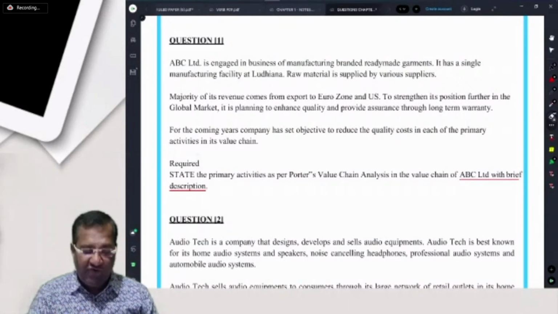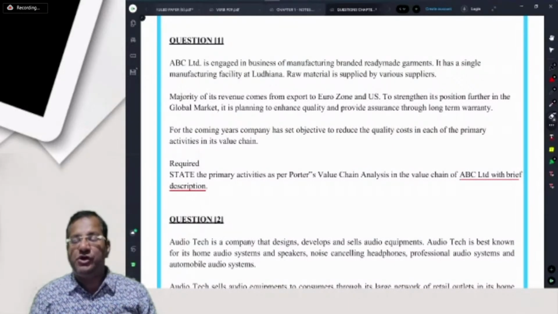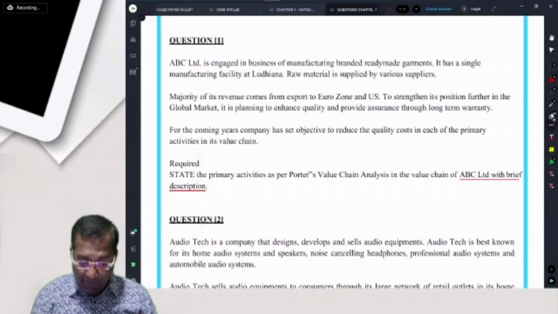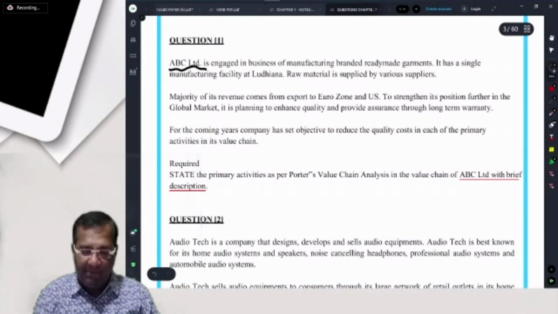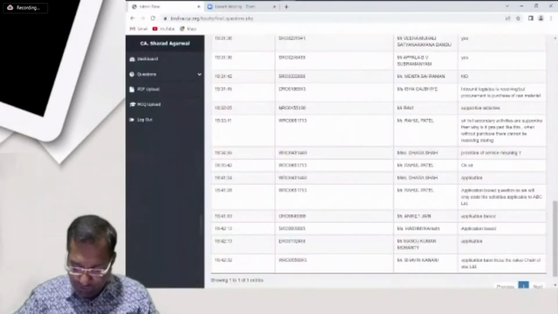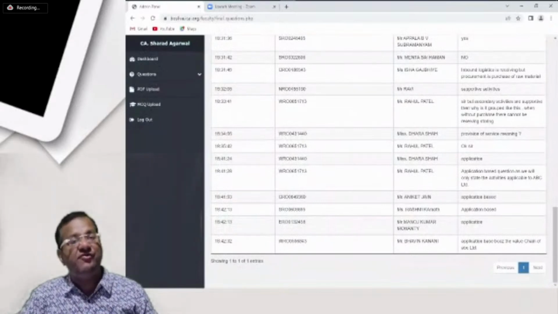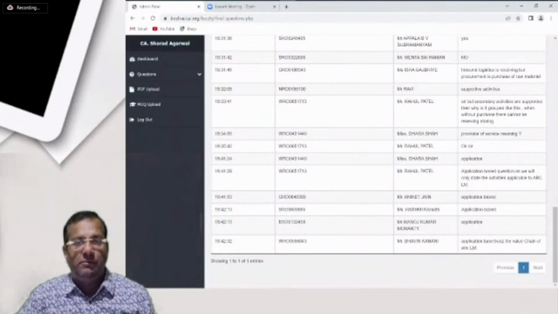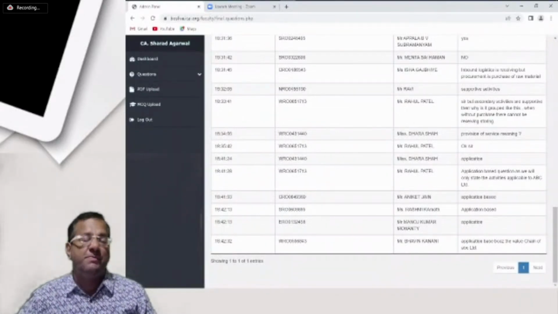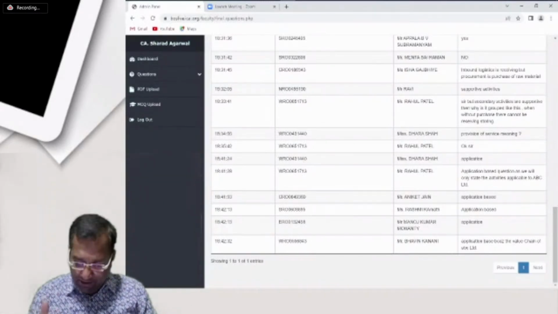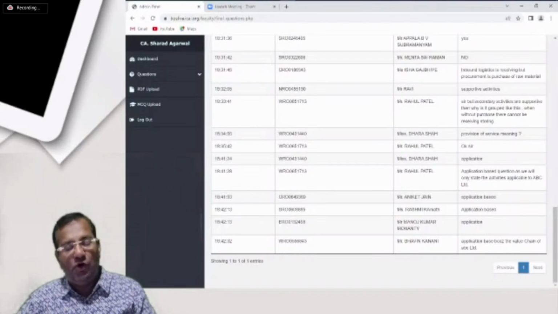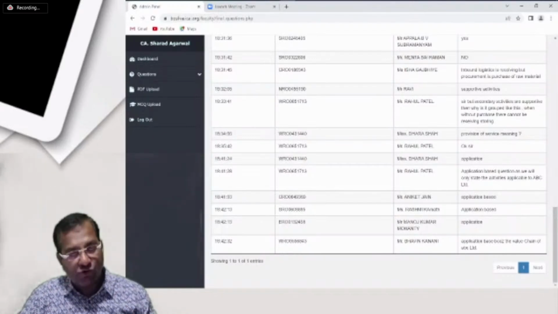Now, receiving, storing, and distributing the raw material to the production process. What is raw material in case of ABC Limited? Can you please guide me, beta? What is raw material in case of ABC Limited? Because it's known as the application part. Whatever knowledge you have, you have to apply such knowledge to this particular question. Then only you will get the full marks. What is raw material in ABC Limited?